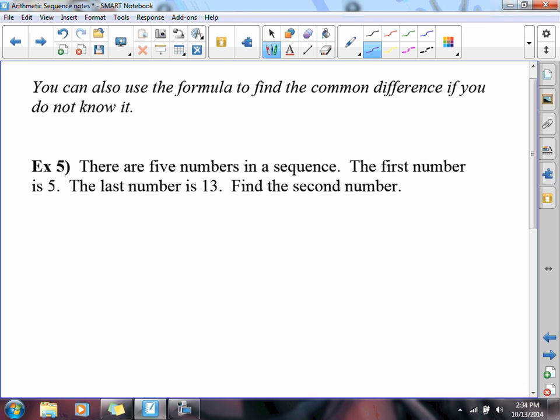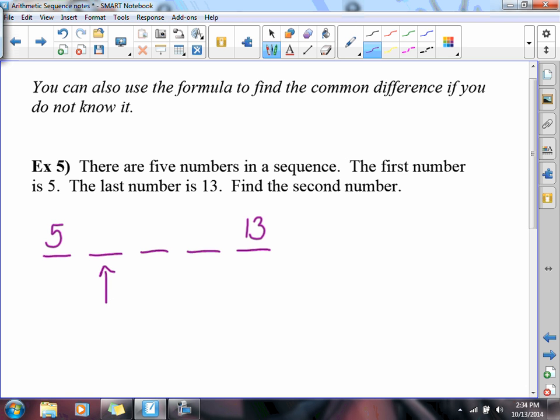Okay, we can go back to the beginning. There are 5 numbers in a sequence. 1, 2, 3, 4, 5. I'll just put little spaces, like little blanks that we're going to fill in. The first number is 5. Okay, there's my first number. The last number is 13. Okay, there's my other number that I can fill in. Find the second number.